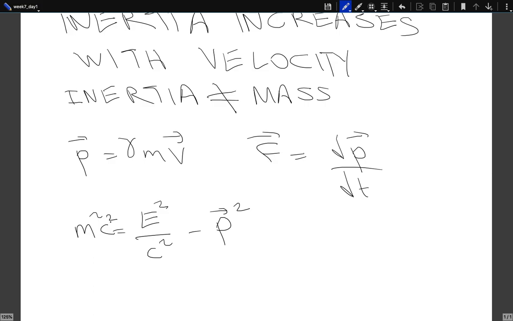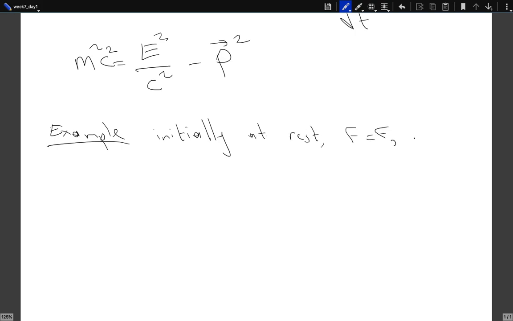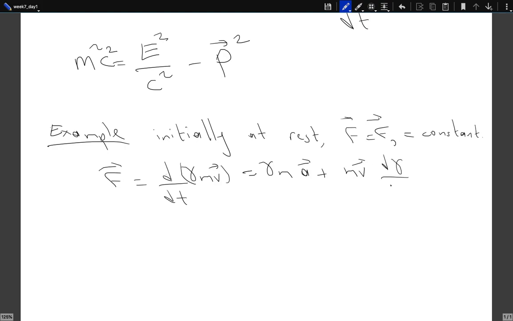Well, that is the definition of inertia. Yes. Well, in fact, let's do an example. Let's pick a reference frame in which the object is initially at rest. So Newton's law tells me that F should be equal to d by dt of gamma mv. Well, let's take the derivative. This is gamma ma plus mv d gamma by dt. So what I'm trying to find is how its velocity changes with time. We are exerting a constant force.